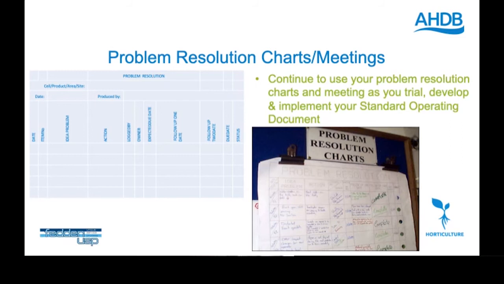So that's the idea of these problem resolution charts, and the ideas of these weekly meetings to focus in on tackling the problems that have occurred during the process itself. So we covered that last time.